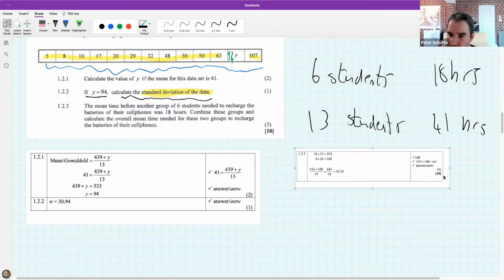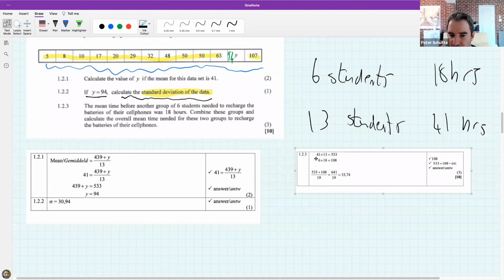Okay, so you have the one group and you would go 41 times 13. So it's basically 41 times 13 gives the number of hours that the first group took, which is 533. And then the second group has 6 students and it's 18 hours is the mean. So you go 6 times 18.